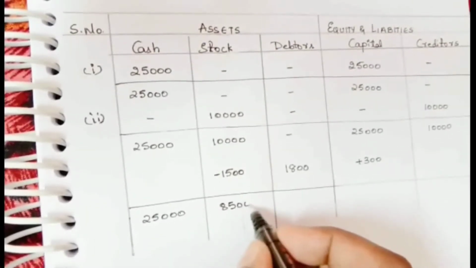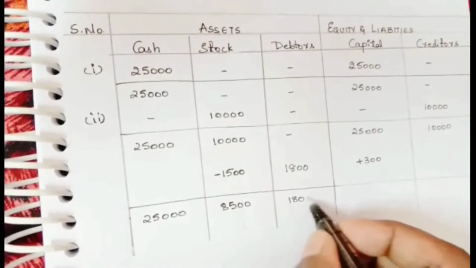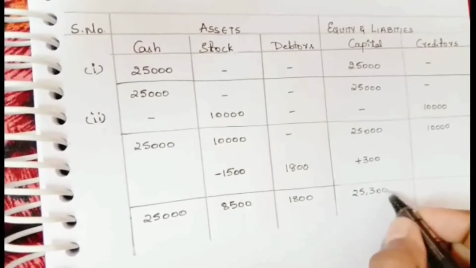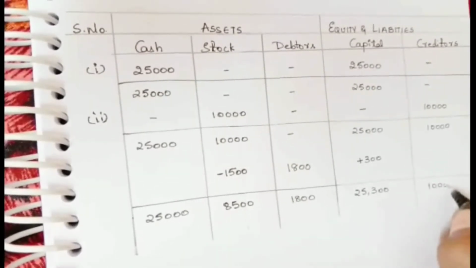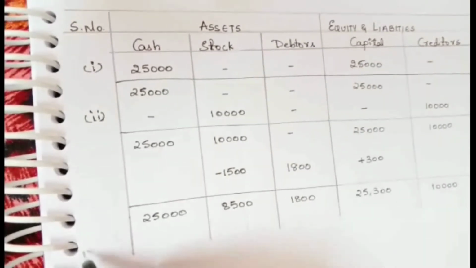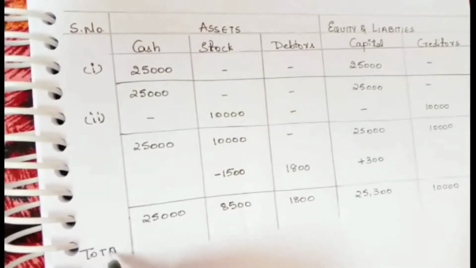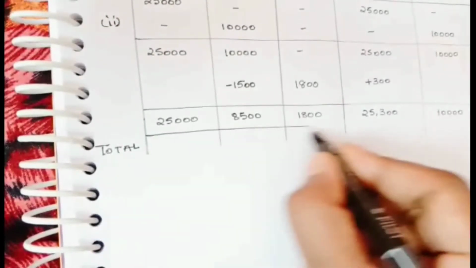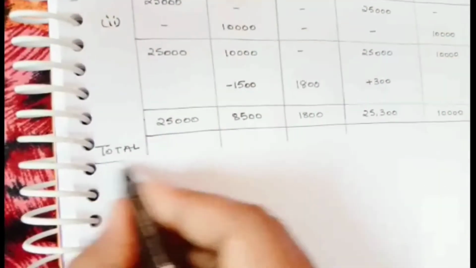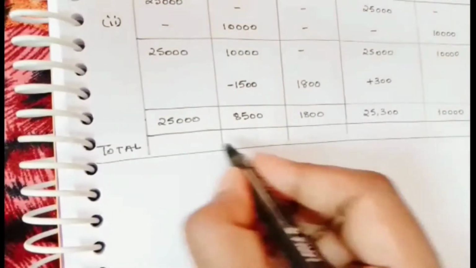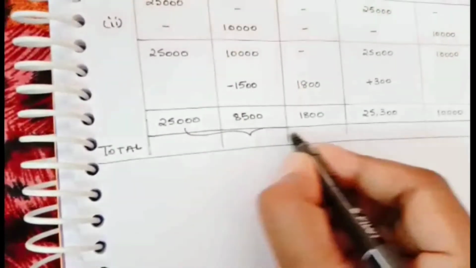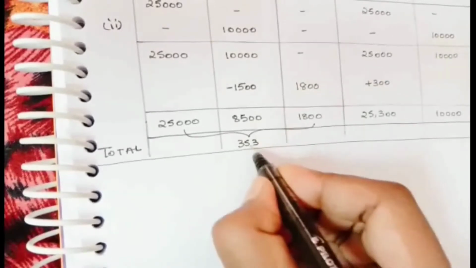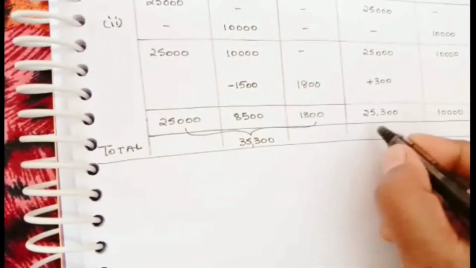So total the columns, that is rupees 25,000 of cash, stock 8,500, and debtors balance 1800, and capital 25,300, and at last creditors 10,000, and the total comes to 25,000 plus 8,500 plus 1,800, that comes to 35,300.